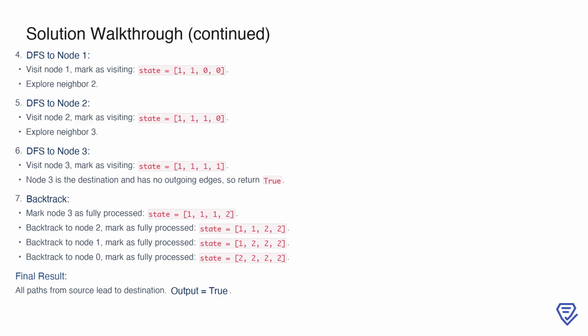Now, we backtrack through the graph, marking nodes as fully processed. Node 3 is marked as fully processed with a state of 2, then node 2, node 1, and finally node 0 are also marked as fully processed. The final state array becomes 2, 2, 2, 2, indicating all nodes have been successfully processed. Since every path we explored leads to the destination, the output for this example is true.